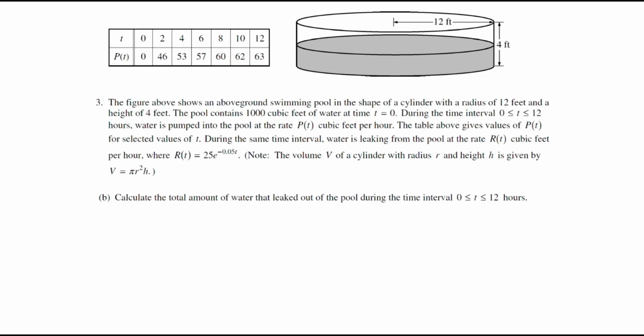In part B, it wants us to calculate the total amount of water that leaks out of the pool from 0 to 12. Well, in order to get the amount of water leaking out, we need to integrate the rate at which it leaks out. So we're just going to integrate r of t dt from 0 to 12. And so we'll just use our calculator to do this integral.